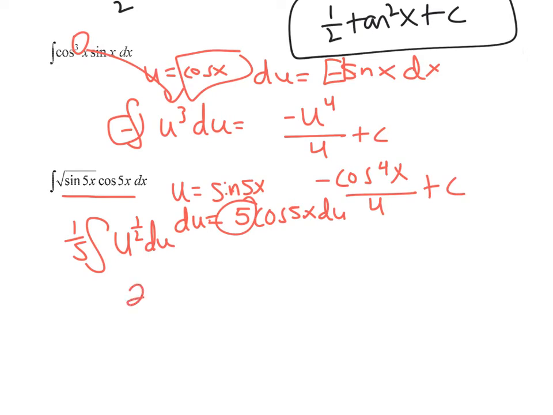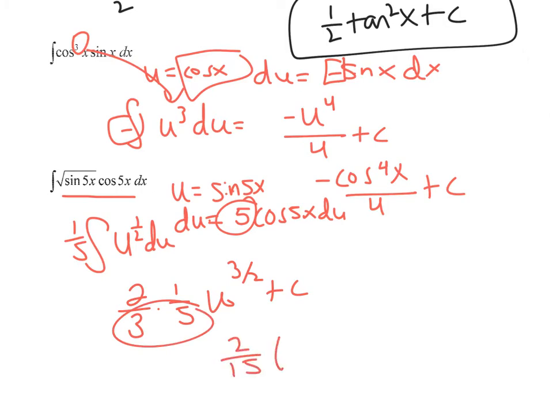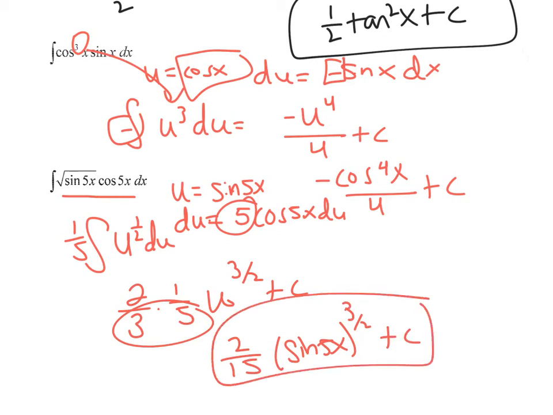So either way, you get 2/3 times 1/5 u to the 3/2 plus c. Plug back in. You can simplify this a little bit and turn it into 2/15 sine of 5x to the 3/2, that's a 3, plus c. Okay, and again, if you want to write it here instead, that works as well.